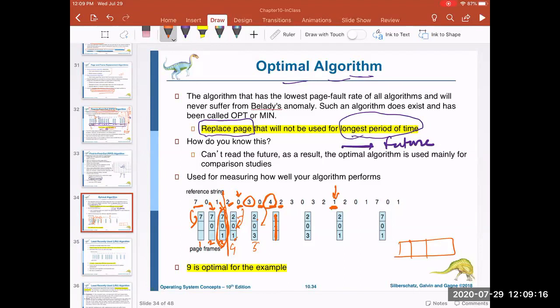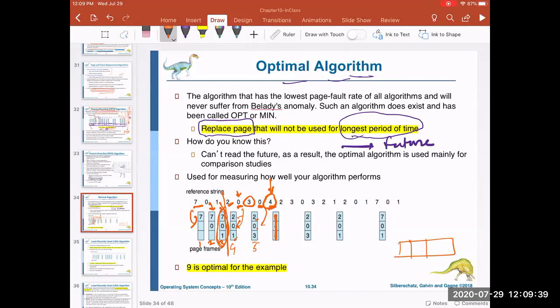2, 0, 3. So we are here, and here we have to make a judgment. A frame should be replaced. So there is a page fault for 4. There's no memory space available. Now, which one would be the victim? I look into the future.